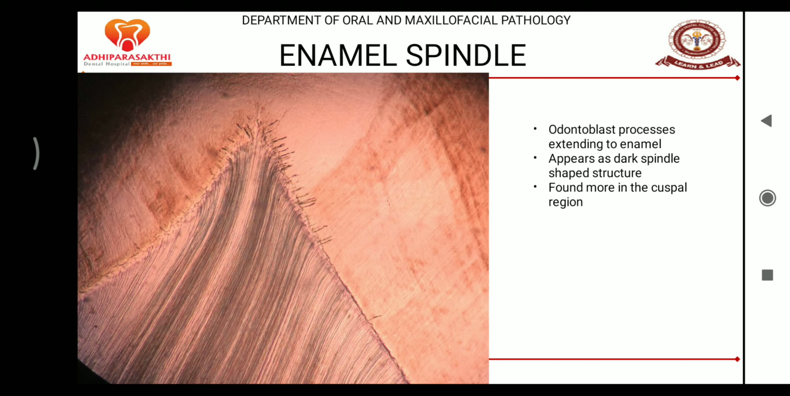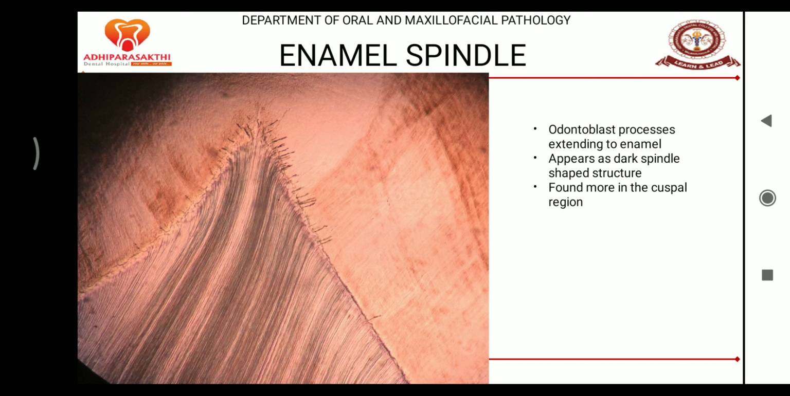Next will be the enamel spindle. Enamel spindles are odontoblastic processes crossing the dentino-enamel junction and extending into the enamel. These are spindle-shaped structures extending from the dentino-enamel junction into enamel to a distance of approximately 10 microns.